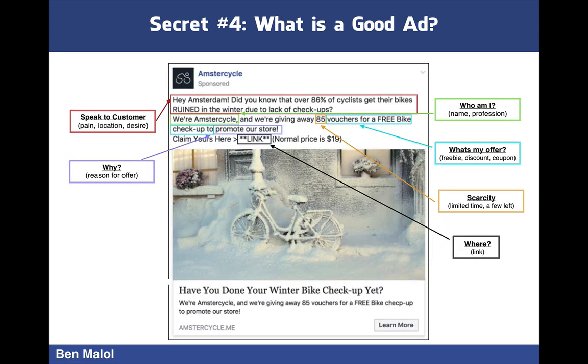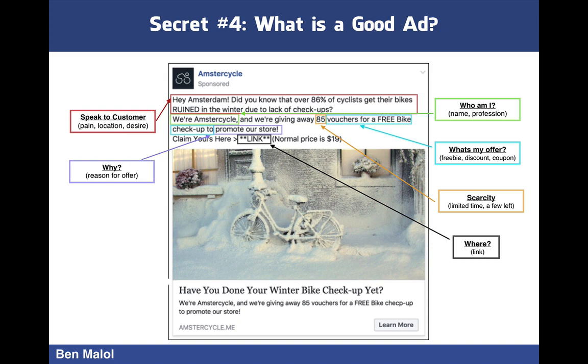Now, any ad is built out of a few different blocks. Quick disclaimer: this is what you'll usually use, but not every ad is built like this. Even myself, some ads are built exactly like this and some are built differently. So this is usually how it's built. The first sentence has to speak to the customer. You have to mention a pain, a location, or a desire. This is what grabs their attention.